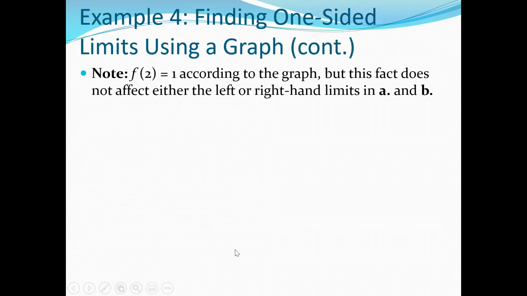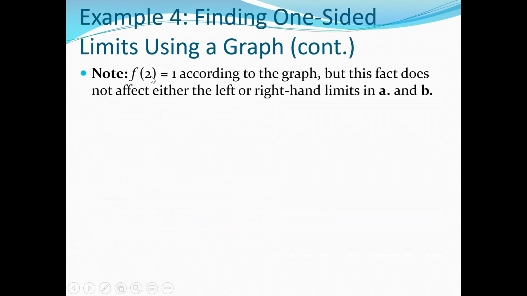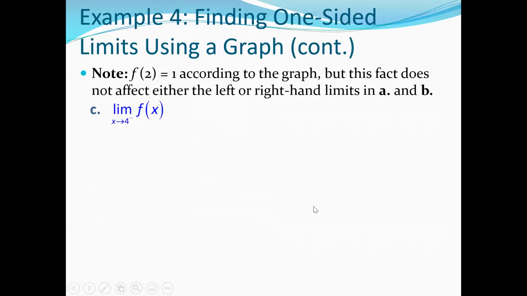We have 3. Now find a one-sided limit using the graph again. Here we see that f at 2 equals 1 according to the graph, but this fact does not affect either the left or right limits in a and b. As we can see from the graph, f at 2 equals 1, because f at 2 means if s is 2, we have 1. So the solution here will be 3.